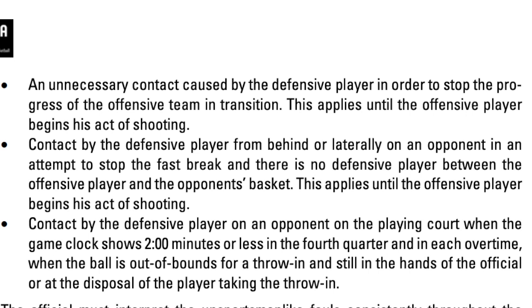Category 3, unnecessary contact caused by the defender in order to stop the progress of the offensive team in transition. This applies until the offensive player begins his active shooting. So if the offensive player starts his active shooting, this doesn't apply. Now, this doesn't get called much in the game, and we're making an effort to improve our calls on that and make that call. That could be a rebound, and I take a dribble and I'm trying to start transition, and someone just fouls me across the body.